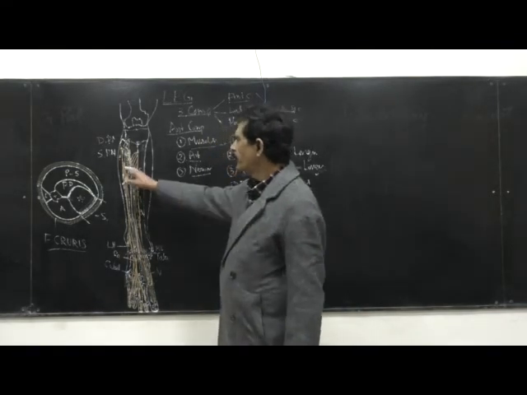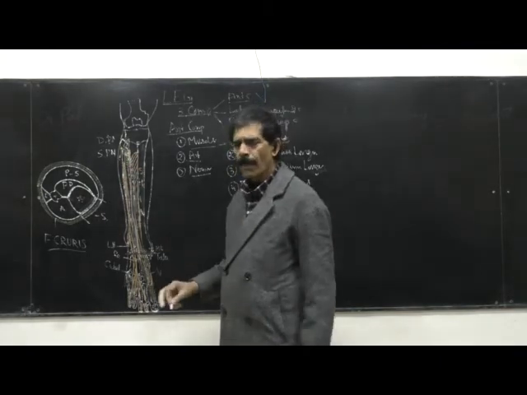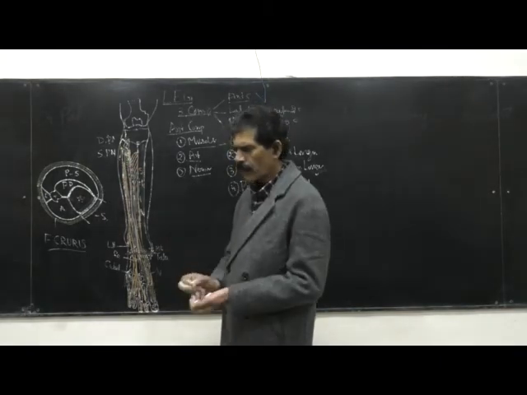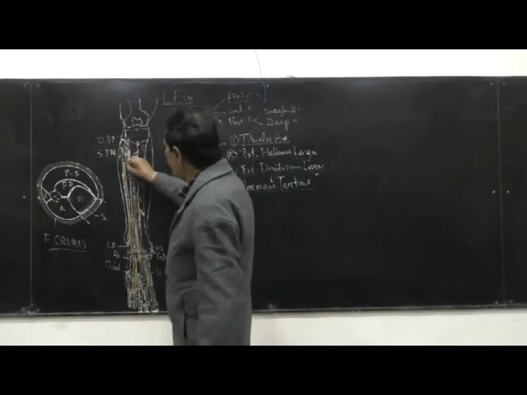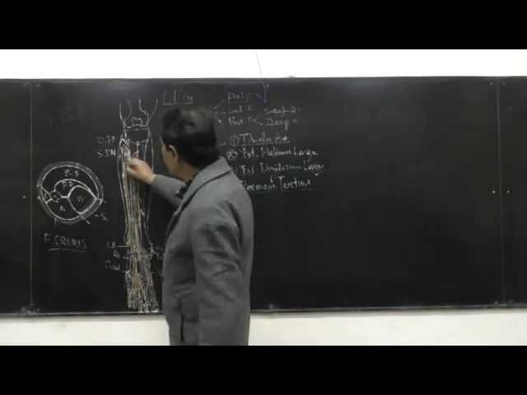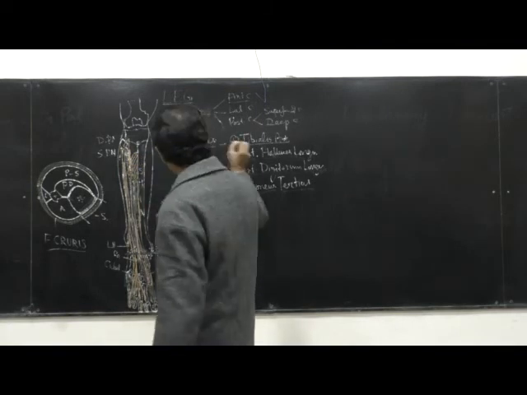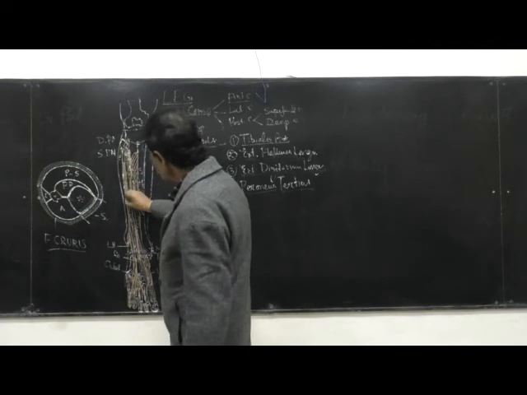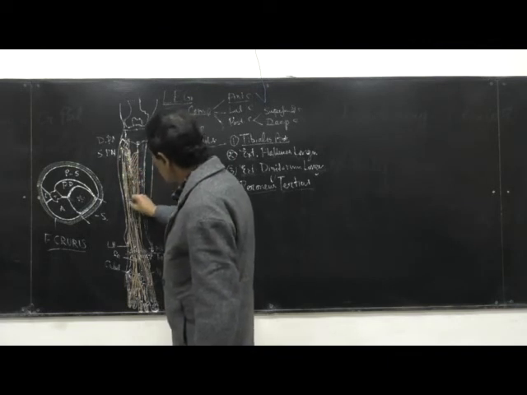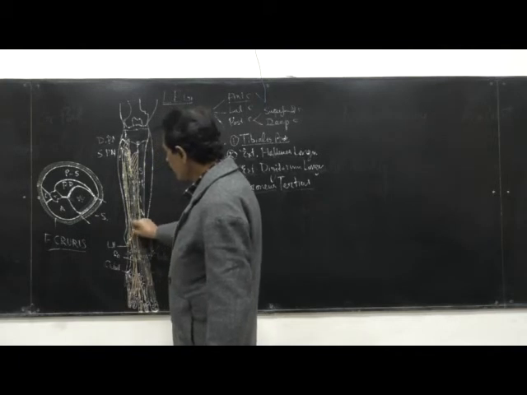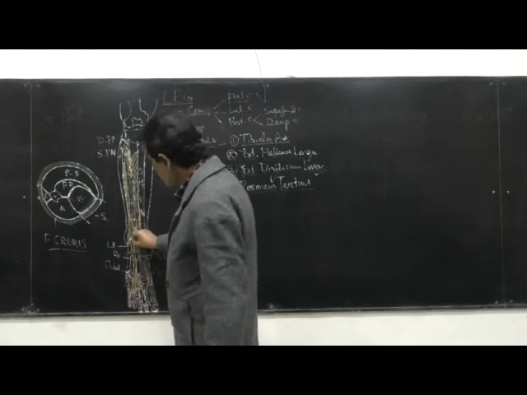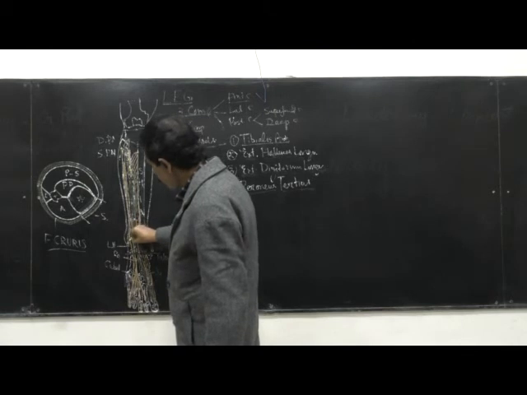Now comes the deep peroneal nerve. As you know, this is the nerve of the anterior compartment. So this deep peroneal nerve will be supplying the muscles, that is the tibialis anterior, then it supplies the extensor digitorum longus and extensor hallucis longus, and after supplying them, it will also supply the peroneus tertius. And after supplying the peroneus tertius, this deep peroneal nerve will now enter into the dorsum of the foot.